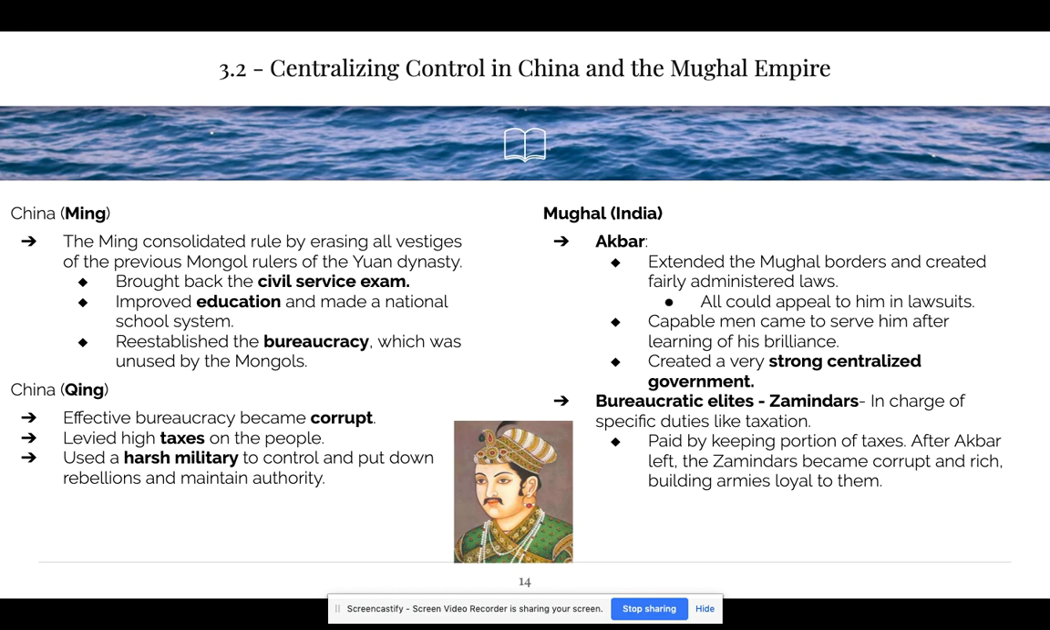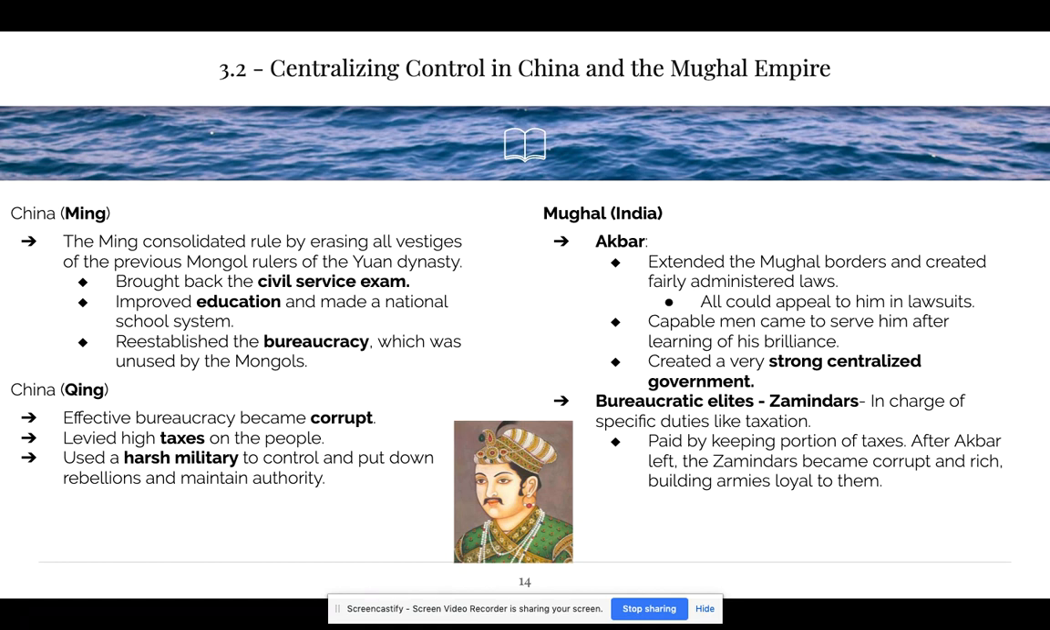Again, in Mughal India, under Akbar, he created a very strong centralized government. He was such a great leader that people came from all over the world, all over the region, to work for Akbar because his reputation was so great. He created very fair law systems that could be appealed. People had a little bit of a voice in the government.